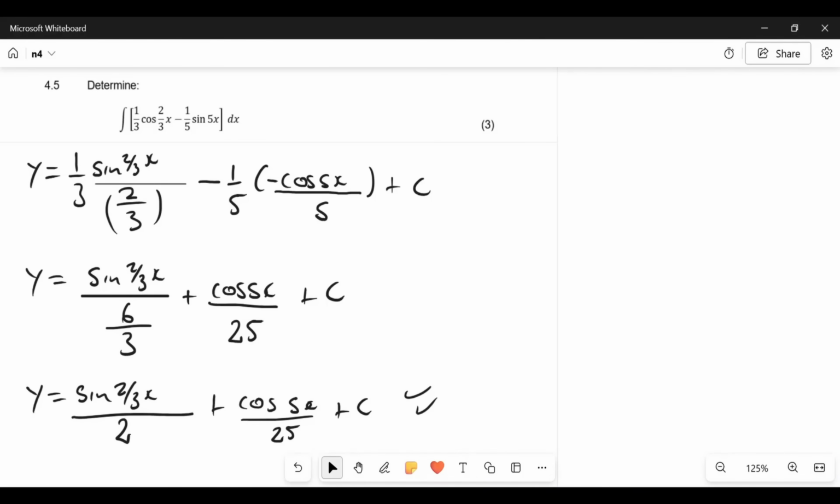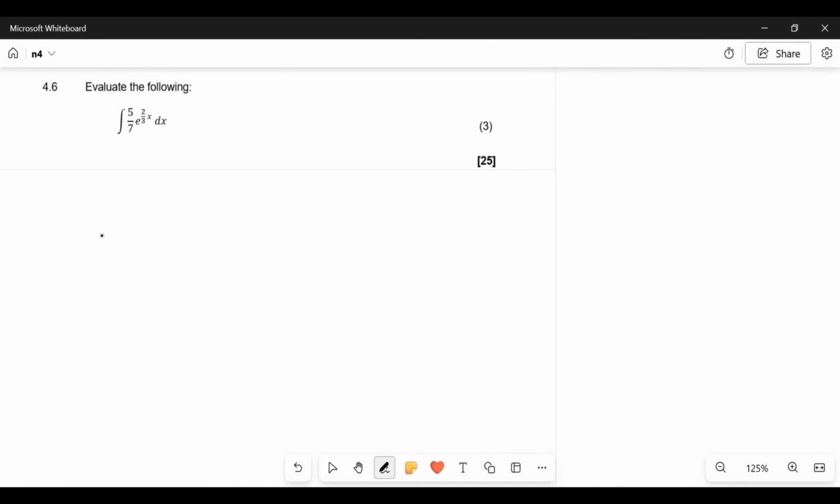Let's go and do the last question, which is 4.6. All right, guys, here is our 4.6. Now here they want us to evaluate the following integral. Now this integral, it's really not that difficult as well. All you need to understand is that this is an exponential integral.